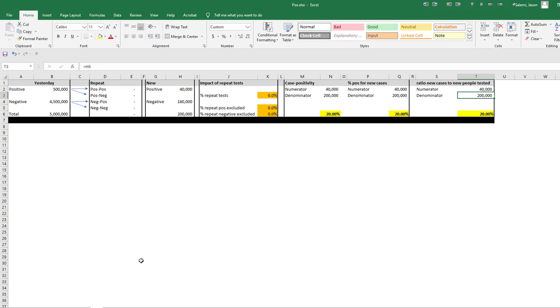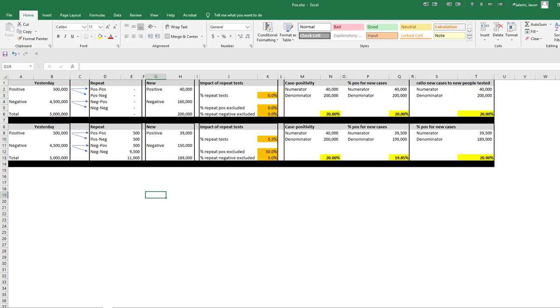Okay, so let's look at a new scenario. So this new scenario I've added down here as a next set of rows. And so in this case, I just want to draw your attention to now we're going to have some repeat tests. But the big thing is, I'm going to point to this and I'm going to show you how it's calculated in just a second. It's a small number of repeat tests. Only about 5.5% of all tests on this day, which again, there's still going to be 200,000 total people tested, right? Only about 5.5% of those will be a repeat test.